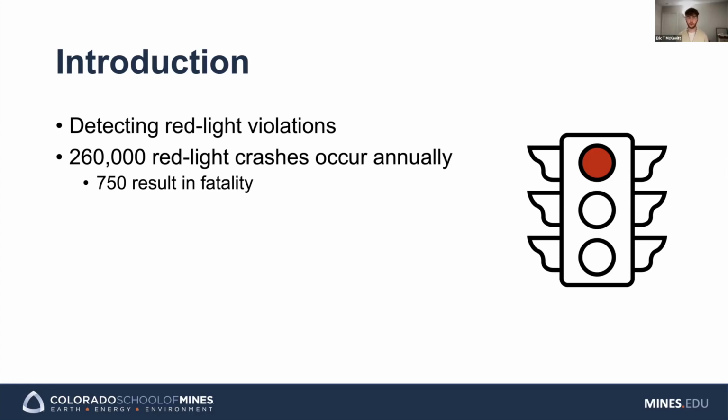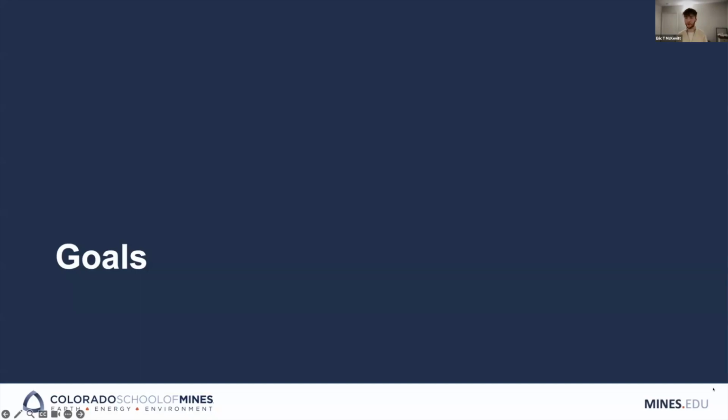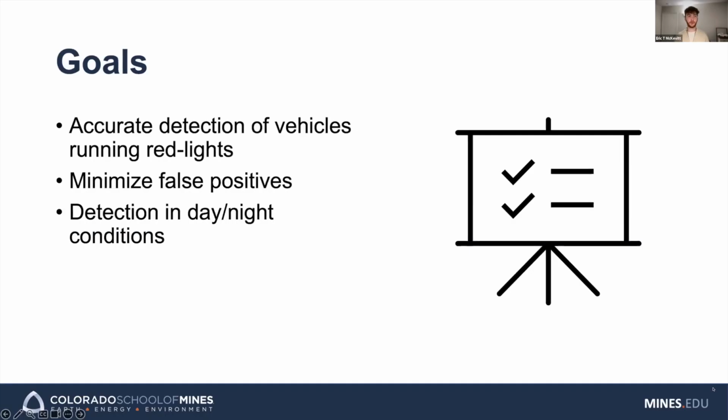And so detecting a red light violation with a computer vision technique would be the goal for this project. And speaking of, let's define the technical goals. So these would be to accurately detect the vehicles running red lights. And in doing so, we want to minimize the number of false positives. We also want the system to be able to generalize to both day and nighttime conditions. So as the lighting conditions change, the accuracy of detections should not change. They should always be high. So that will be a goal for this project.